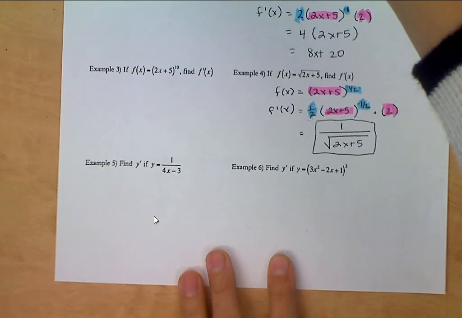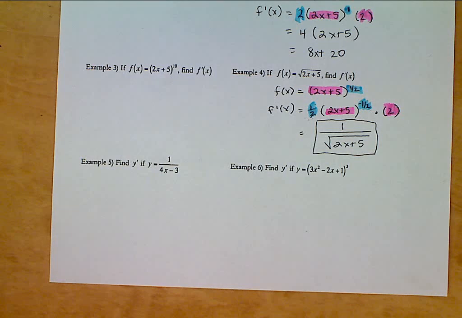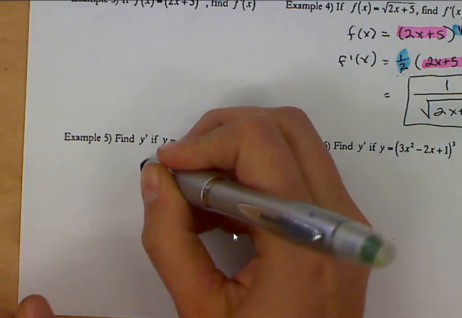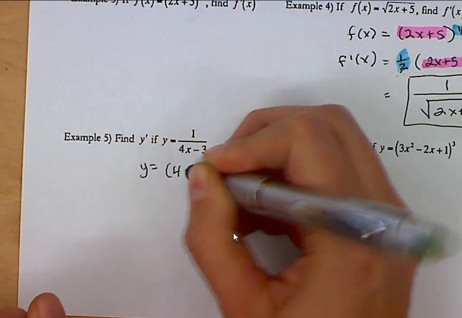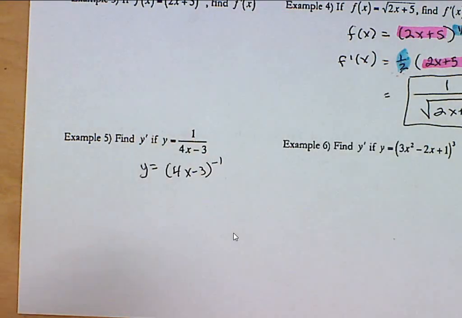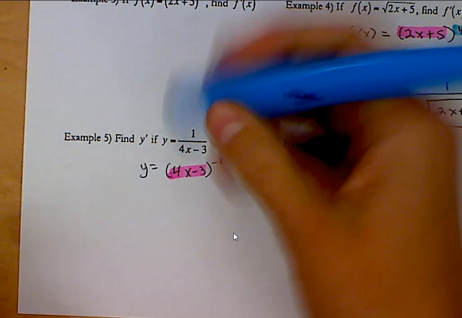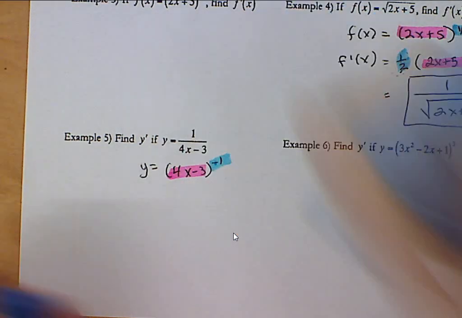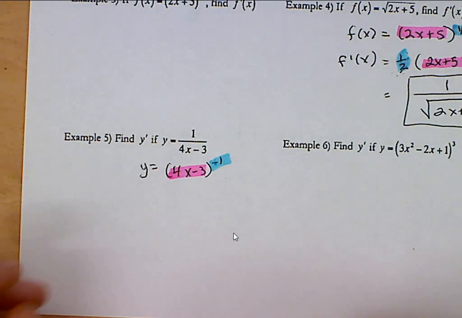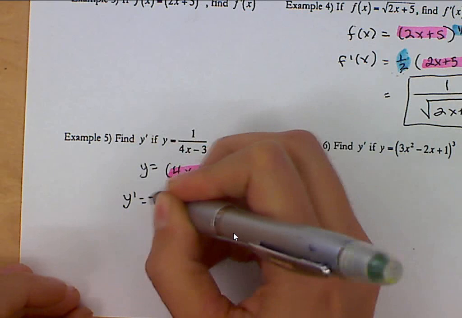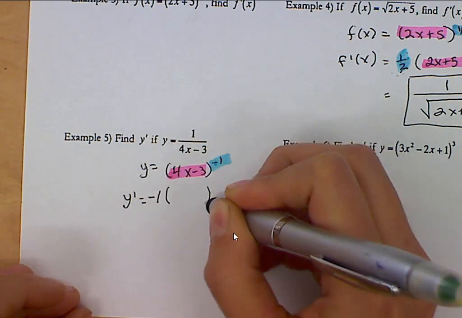A simple chain rule might look something like example 5, which I think is easier done to rewrite with a -1 exponent. And I could think of 4x minus 3 as my inside function, and this -1 as my outer function. So then when I apply my chain rule, y prime, I'll take the derivative of the outside, would be -1. My new exponent would be -2.